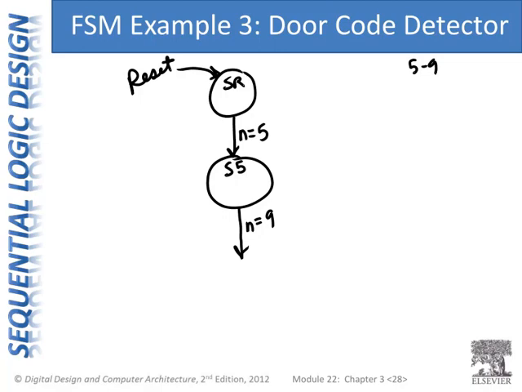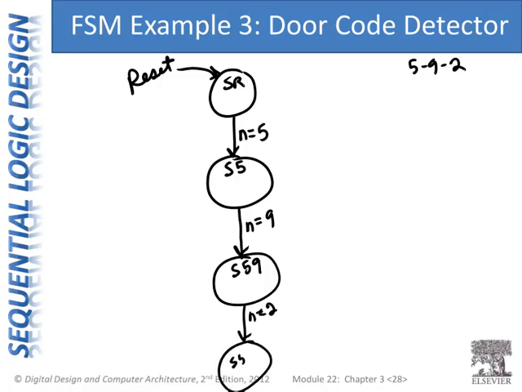Remember, our sequence is 5, 9, 2. So if we get a 9 after we've seen a 5, we can be in the S5-9 state to indicate that we've seen both the 5 and the 9. Now we're just waiting for the last input, N equals 2, and then we can go to the S5-9-2 state, and in this state, we want to assert open. Okay, so we always start by drawing our FSM for what we're trying to detect. So in this case, we're trying to detect 5 followed by 9 followed by 2.